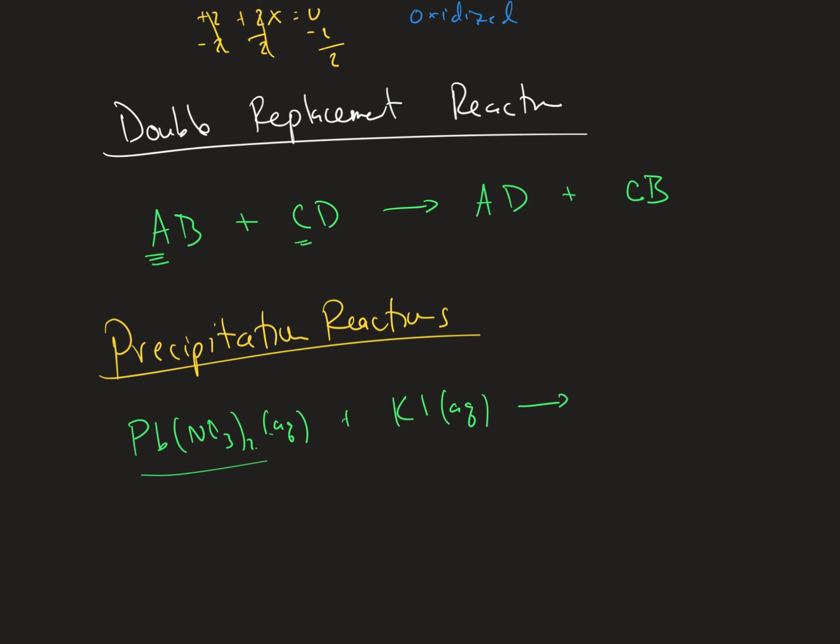So lead. Good. KNO3. Is that the correct formula for potassium nitrate? Yeah, that's a 1-to-1 ratio. Potassium is 1 plus, nitrate is 1 minus, so we're good. We have to check. We can't just say, oh, this has a 2, I'm going to carry that 2 over. Do not do that.